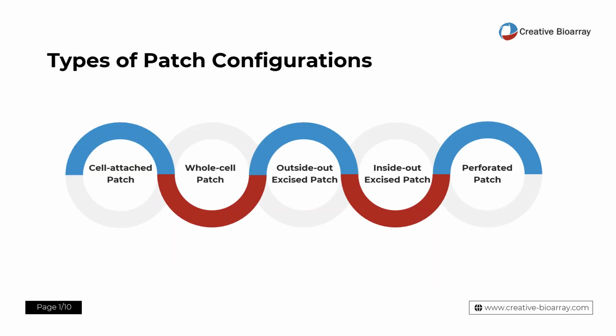Since its first conception, patch clamp techniques have undergone modifications into several configurations, which can record an individual ion channel or obtain the electric current of the whole cell or tissue slices.